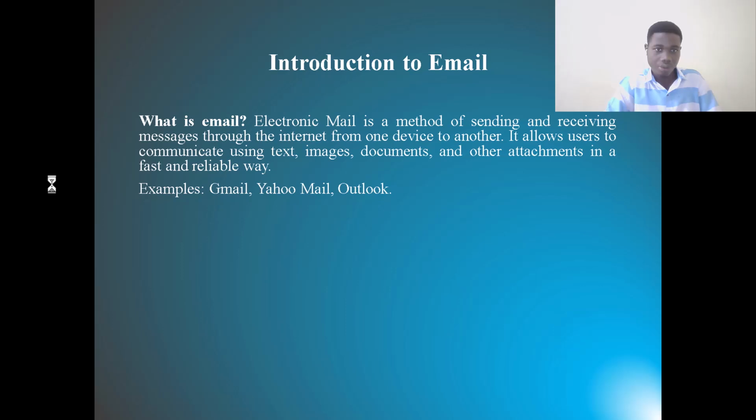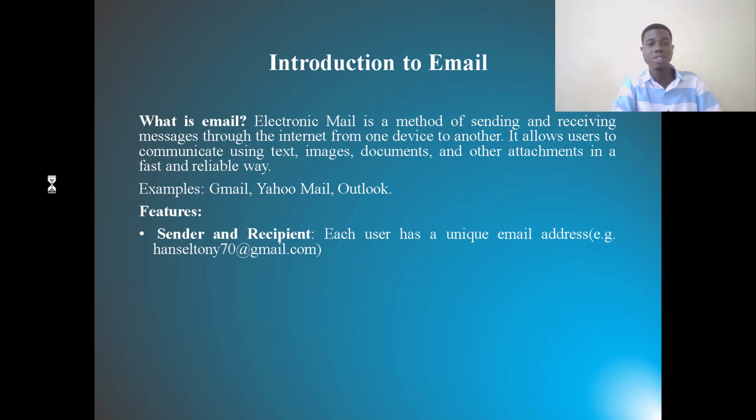Okay. We have Gmail, we have Yahoo Mail, and we have Outlook. So these are the examples of email. Then again, we have features in emails. A lot of features are built in email that help us to access the email. So one, we are going to talk about the sender and the recipient. This sender and recipient feature helps you to send and receive information from another email user.